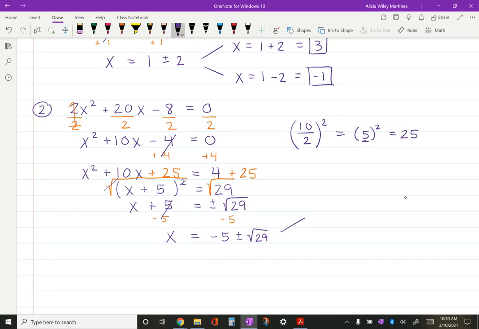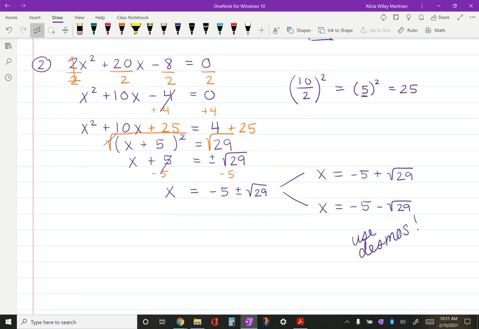Again, this is 2 different answers. It's x equals negative 5 plus the square root of 29. And it's x equals negative 5 minus the square root of 29. Now, in your textbook, they want you to put this into the calculator and round it to 2 decimal places. So remember, you can always use Desmos for your calculator and get your decimal values, following the rounding rules to round it to the hundredths place, possibly.